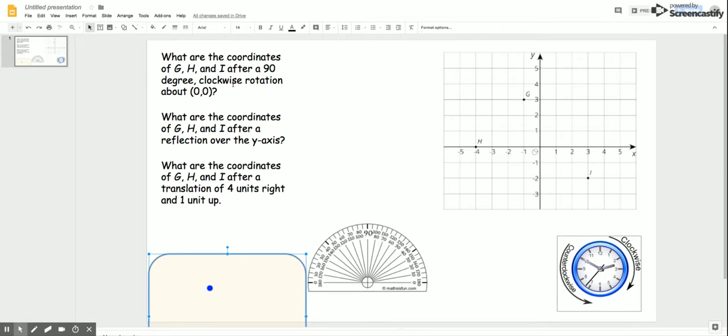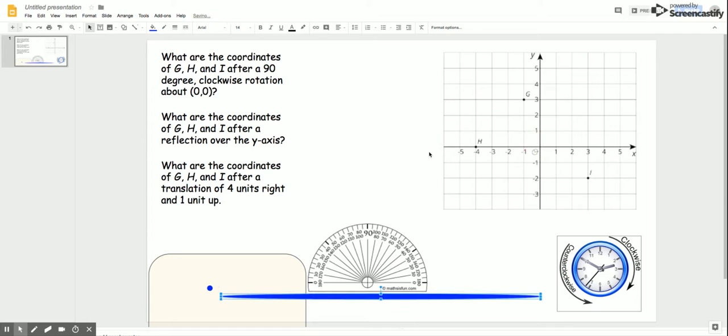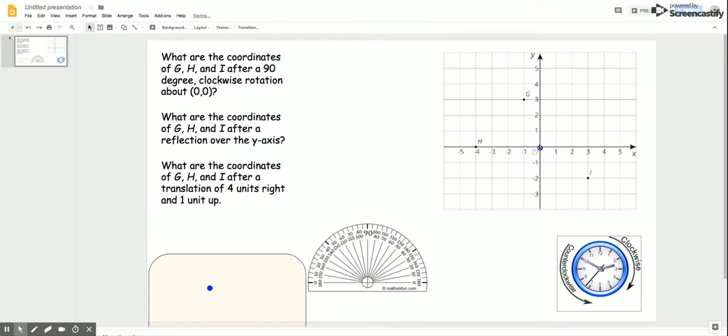After a 90-degree clockwise rotation about (0, 0). So (0, 0) is our center of rotation. I actually want to go ahead and put a point there just so we can see it a little better. Okay. And then we're talking about point G. So I'm going to put a point on point G. That way we see it better.